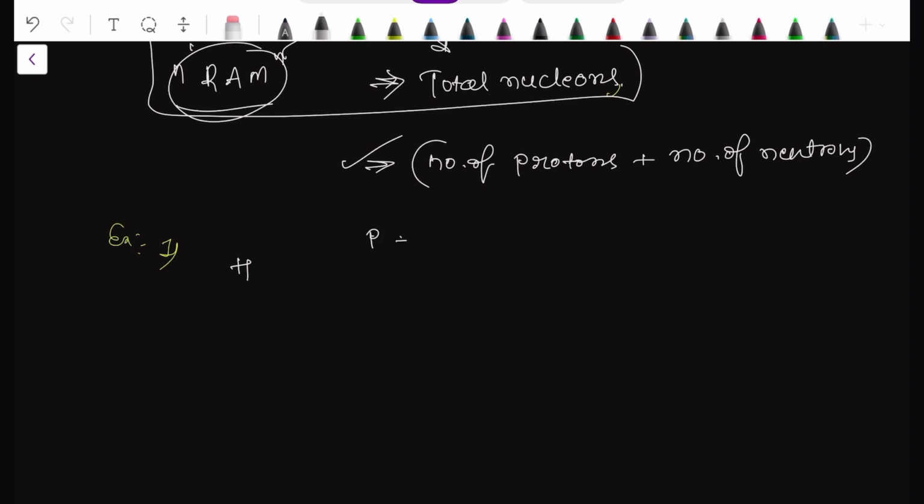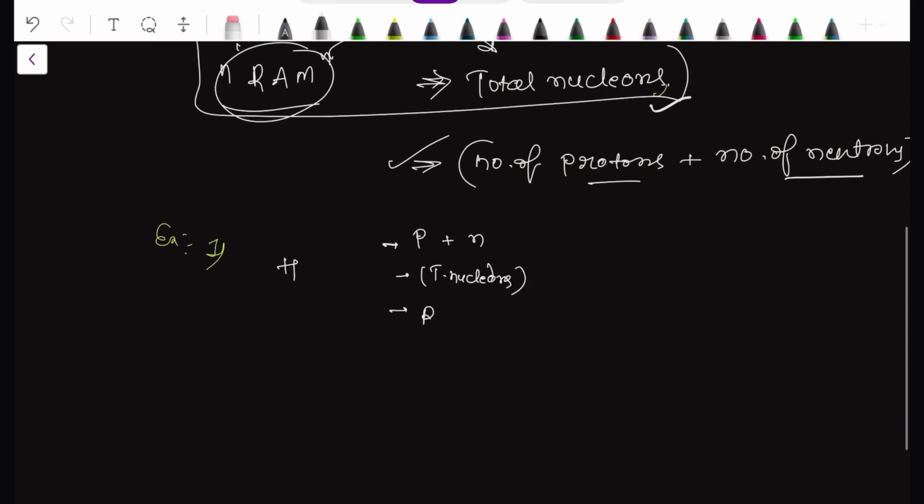Now we will understand some examples of how to find out the relative atomic mass. We know that proton plus neutron is nothing but total nucleons. We know already about this, right? Total nucleons is nothing but relative atomic mass, that is RAM. Let's understand with the example.